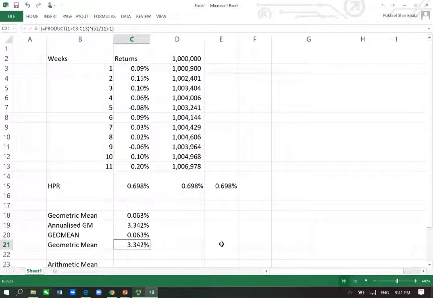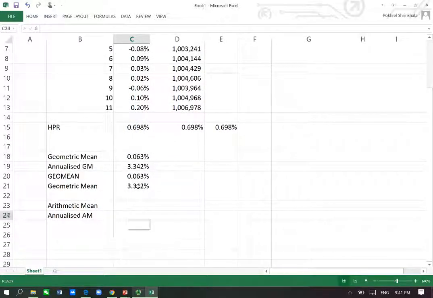So that is about geometric mean, and I also spoke about holding period return. And now in my next video I'm going to talk about arithmetic mean, and we will compare the two.